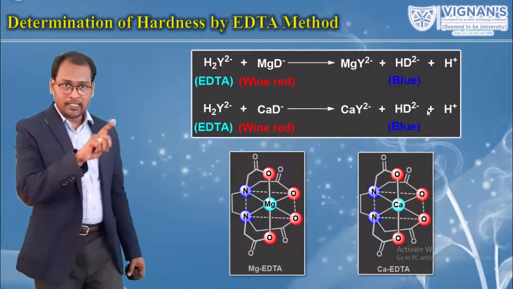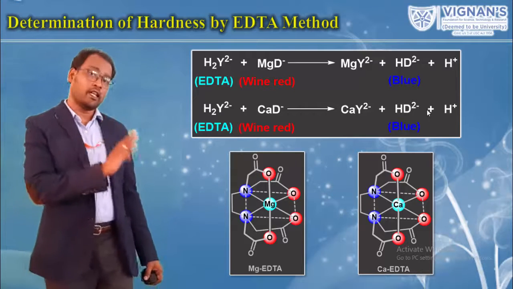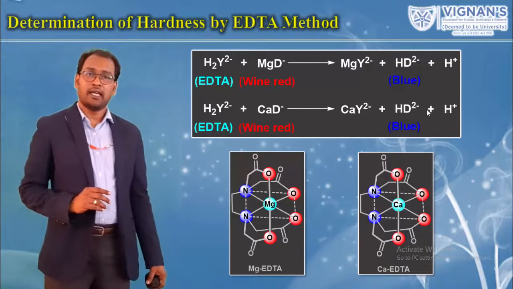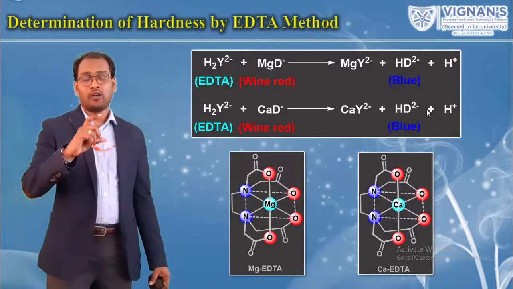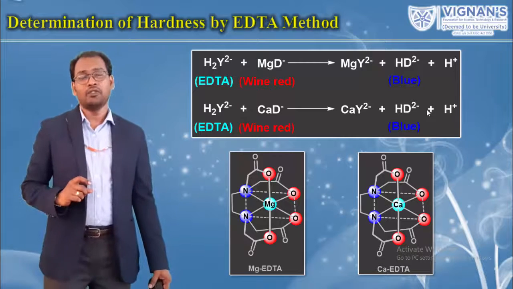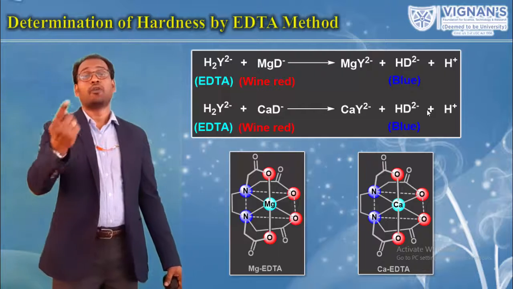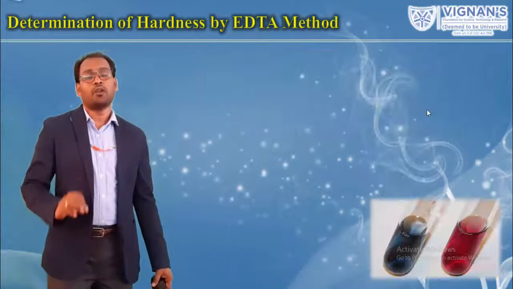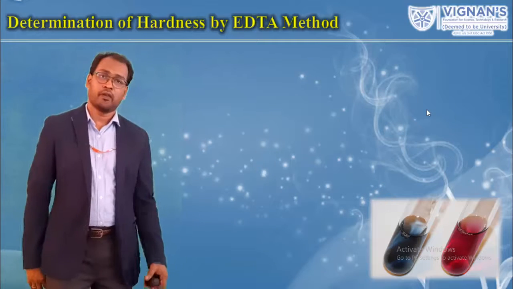At the point at which the color changes, you stop the addition of EDTA and take a note of the amount of EDTA used. From the amount of EDTA used, you can calculate how much metal is present in the system. So this is the principle of EDTA measurement.